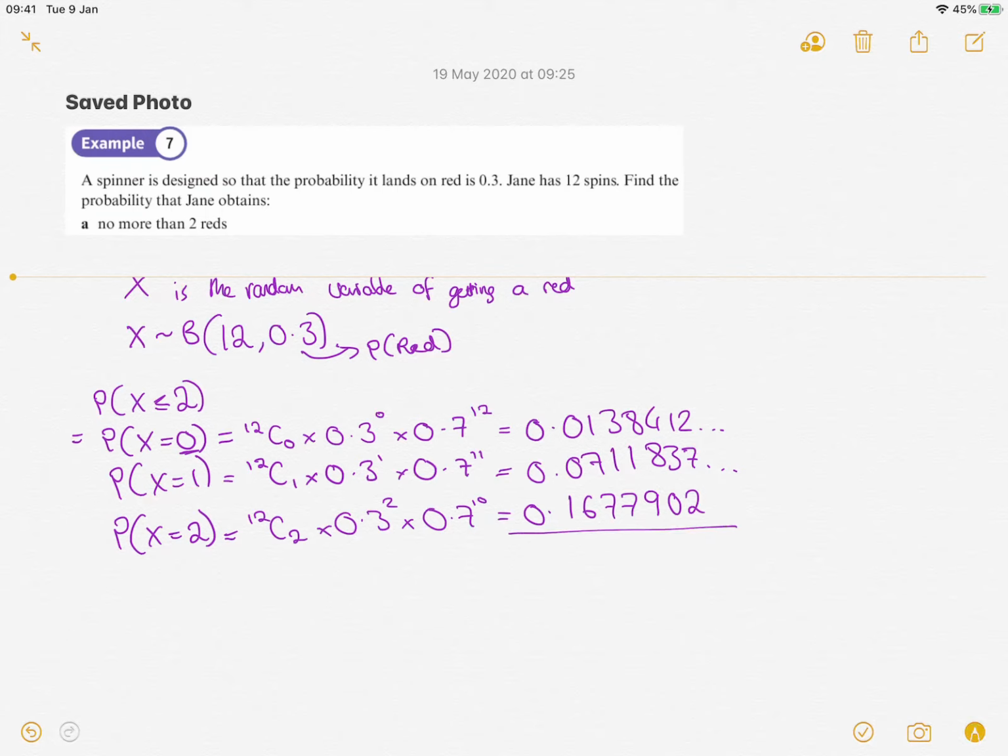Now I need to add all these together. So answer, add 0.0711837 plus 0.01384112, and you get 0.252815.